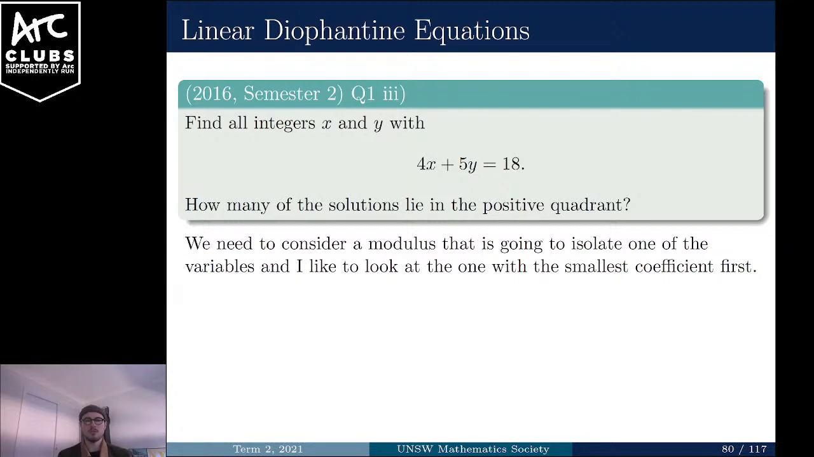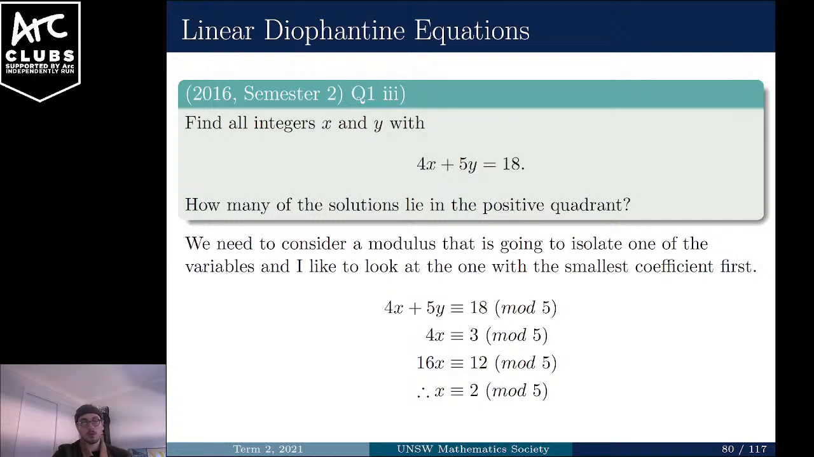So we need to consider a modulus. It's going to isolate one of these variables. And I like to look at the one with the smallest coefficient first, so I'm going to try and get rid of the 5y first. That's just how I prefer to do it. It doesn't really matter, but I just like to do it that way, because then you tend to work with smaller numbers, in my experience.